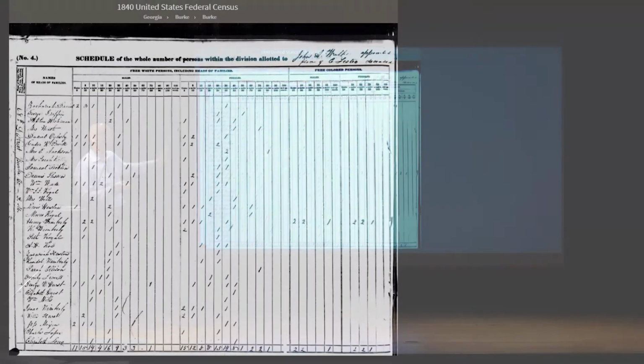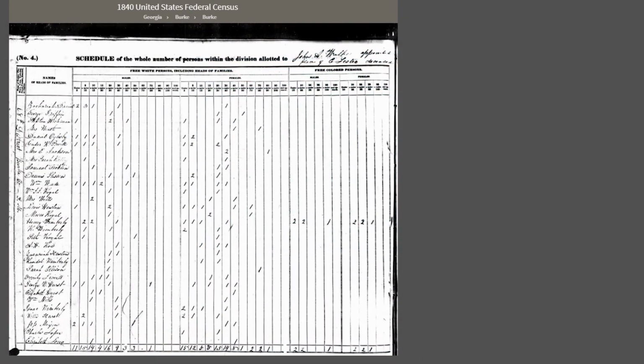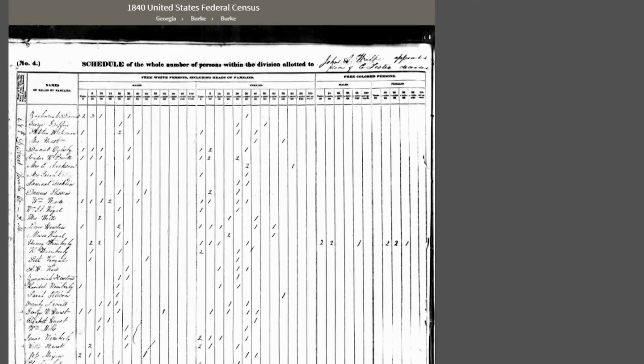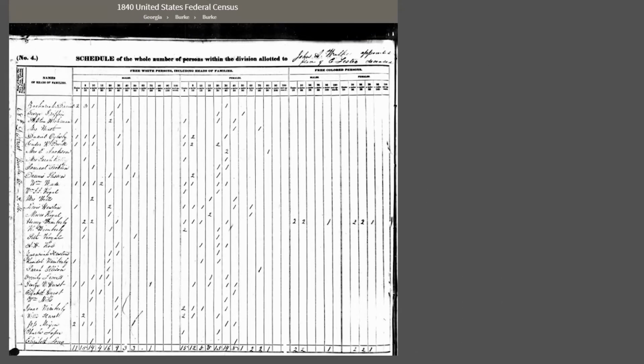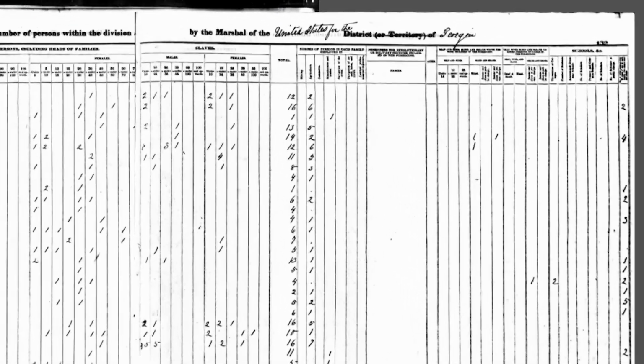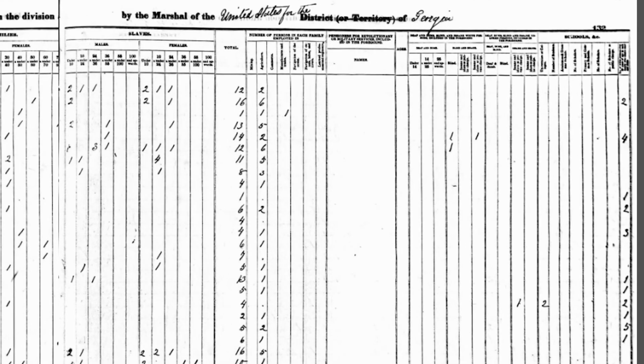1840. This being from Georgia, I just wanted to give you a certain perspective, one being from the north, this one being from the south. So Georgia, 1840, Burke County, Burke Township. Here we have the heads of household, all the people contained therein that particular household, and there are the slaves, male, female, and you can definitely see a lack of information regarding the free blacks from this particular document here.